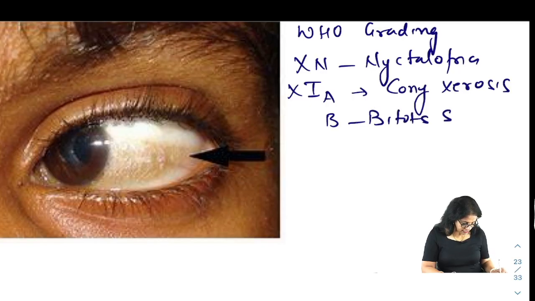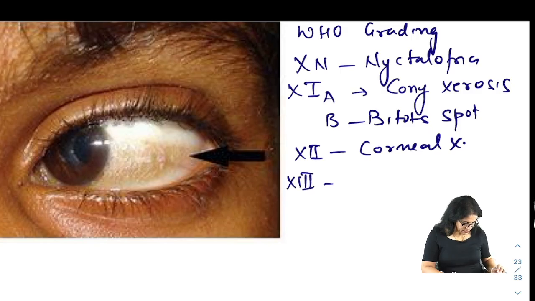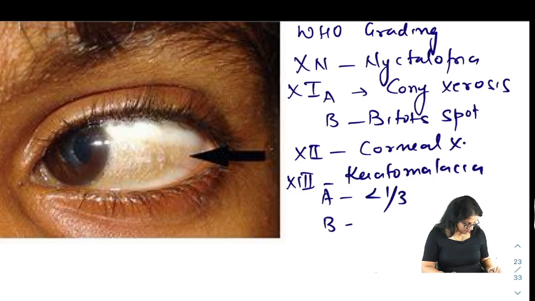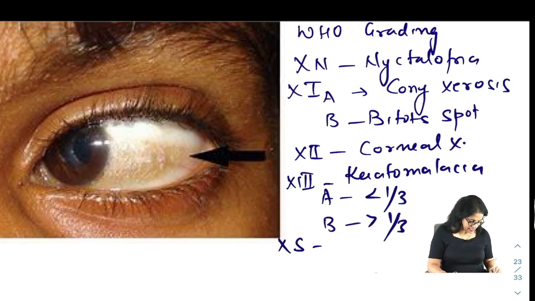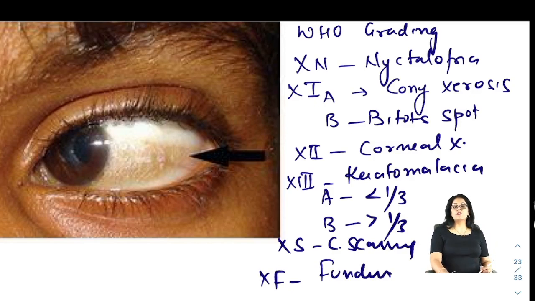Then we talk about X2. X2 will be your corneal xerosis. After X2, we have X3, which is keratomalacia. What is keratomalacia? Keratomalacia is melting of cornea, and when it is involving less than one third, this is your 3A, and if it is more than one third, it is your 3B. After this, XS is corneal scarring, right? And XF is xerophthalmic fundus. You won't forget this. So this WHO grading is important.